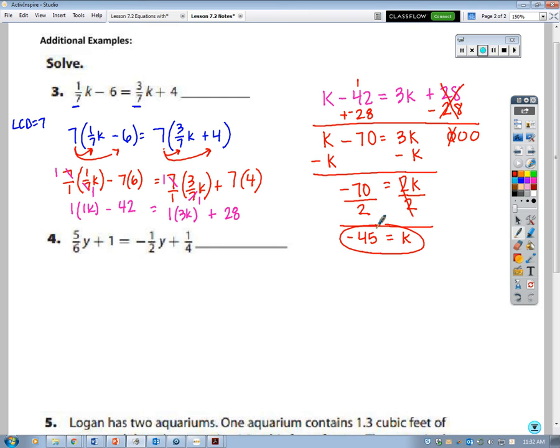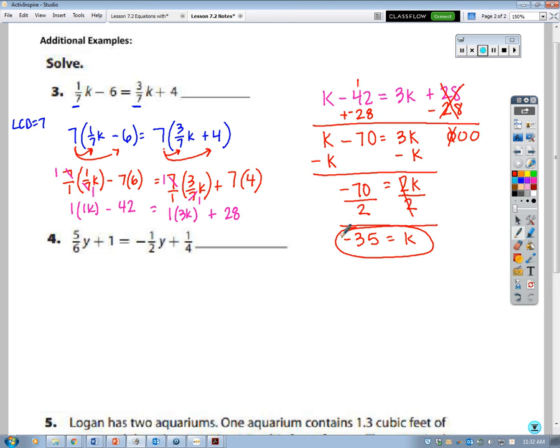Oh, wait, whoops, that's not right. That would be 90. 70 divided by 2 is negative 35 equals k. There we go. You guys got to see me make quite a few mistakes here. Common errors, I make them too. So the answer to that one would be negative 35 equals k.